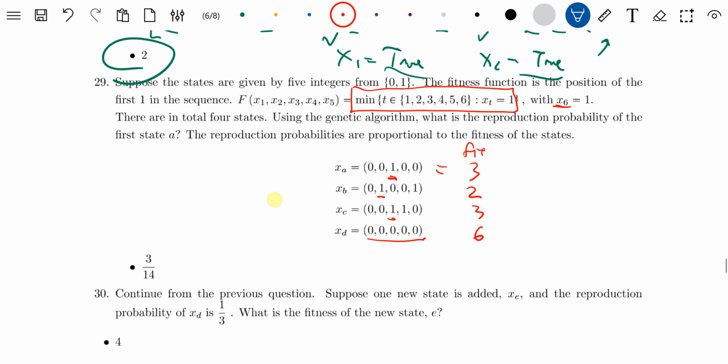And these are the fitness, basically. So the reproduction probability, you have a formula. It's just the fitness of that one. Which one are we finding? State A. So of that one, divide by the sum of all of them. So this should turn out to be 3 over 14.